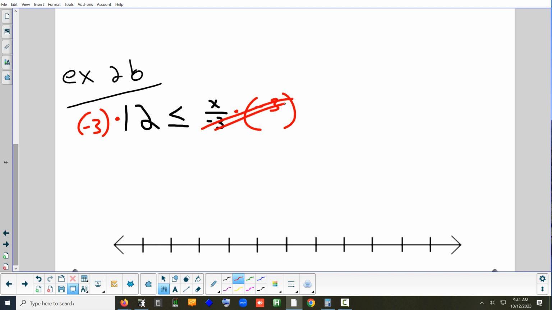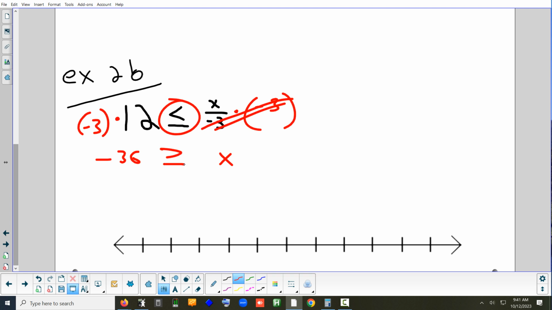So that's gone. What's on the right-hand side? Just the x. Now the left-hand side, what's negative 3 times 12? Negative 36. Now we have to decide what to do with the symbol. Keep it or flip it? Flip it. Why? Because you're multiplying by a negative.